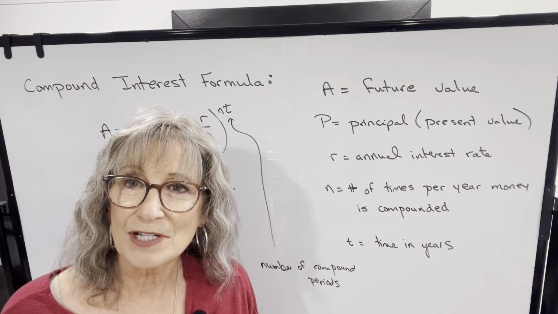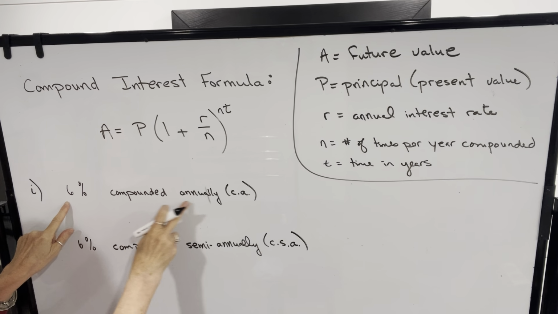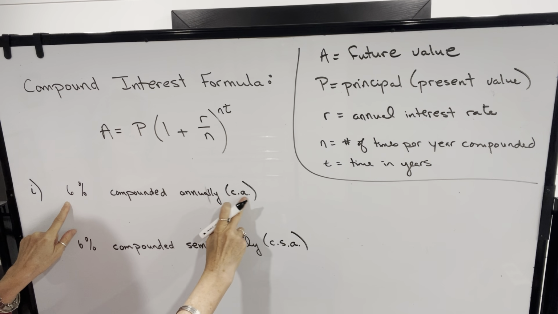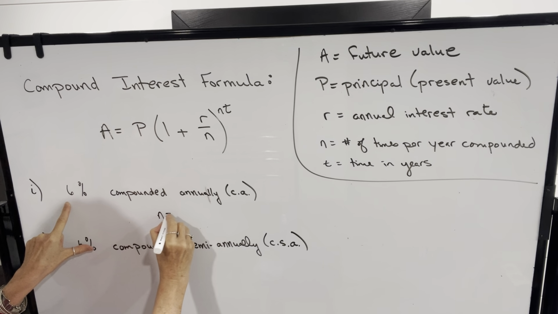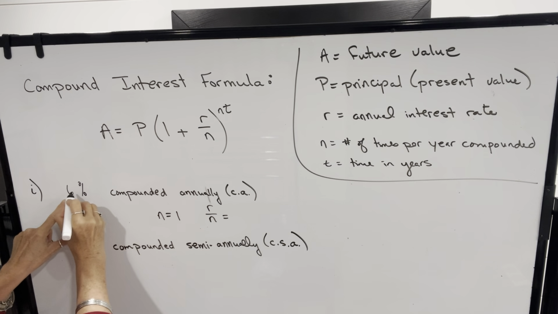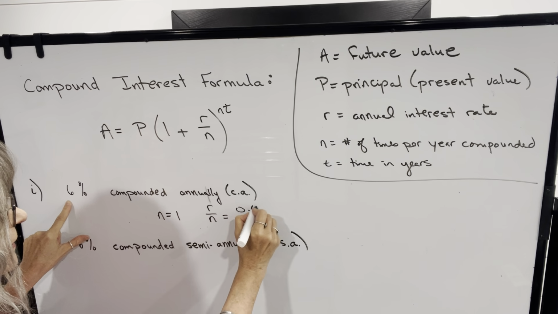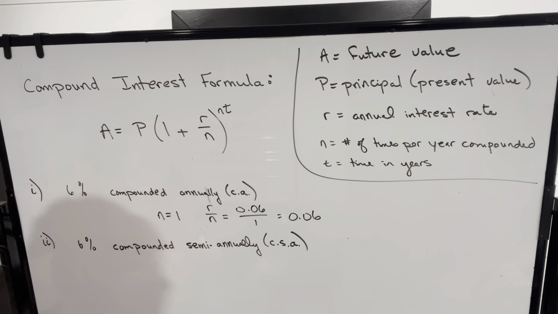Let's take a look at the different time frames for compound interest. So we already looked at 6% compounded annually. You might see the abbreviation CA. So in that case, if it's compounded once a year, the n is 1. And R over n will be the annual rate, which is 0.06, divided by 1, which would be 0.06.